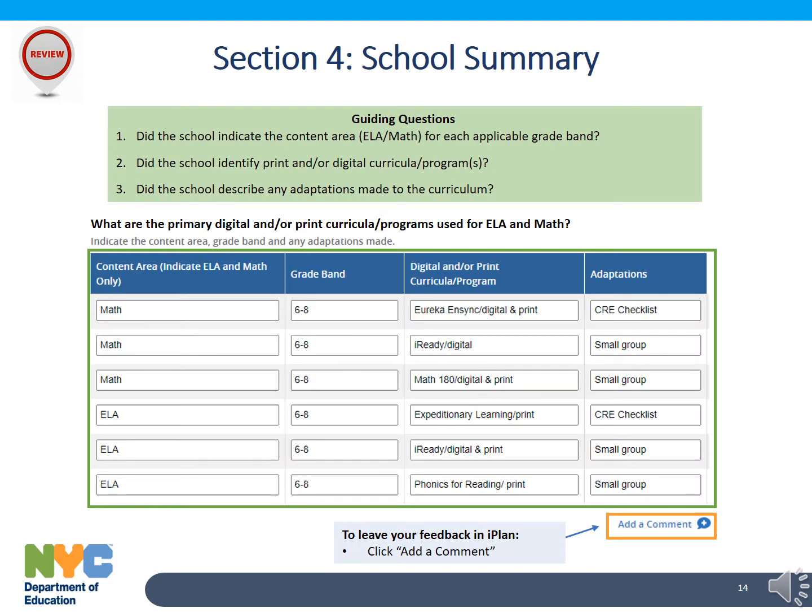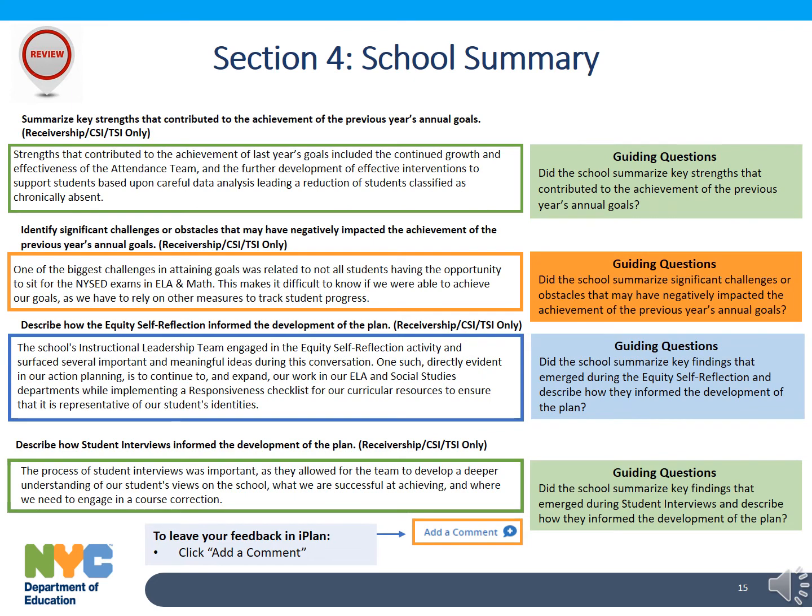The next part of the school summary section, which all schools complete, asks for information about the school's primary digital and/or print curriculum for ELA and math, as well as any adaptations that the school has made. This slide and the next one describe the additional requirements for receivership, CSI, and TSI schools within the school summary section.